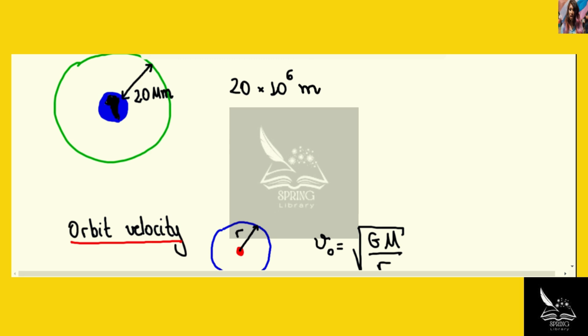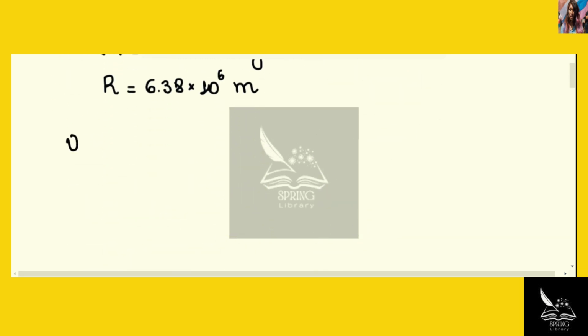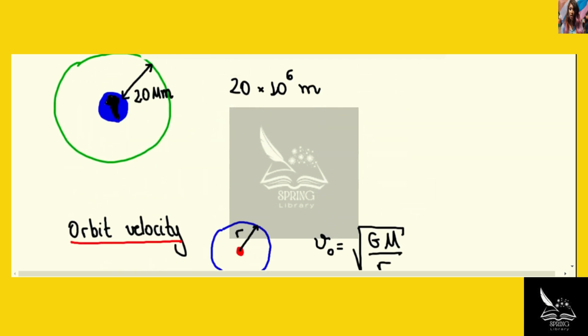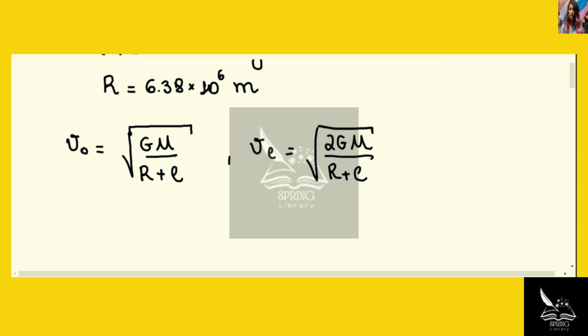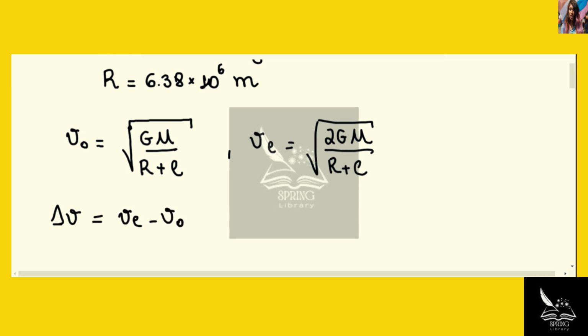So what we need to do first is to realize that the orbit velocity, as I said before, is equal to the square root of G times the mass of the Earth divided by the radius of the Earth plus 20 megameters, which I'm going to call just L. That's the distance between the orbit and the center of the Earth. The escape velocity is the square root of 2GM divided by r plus L.